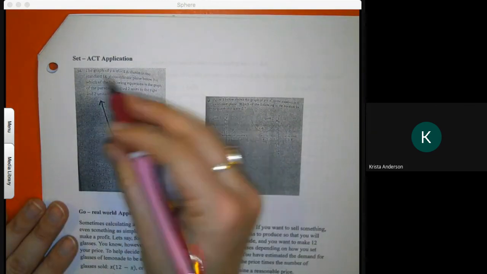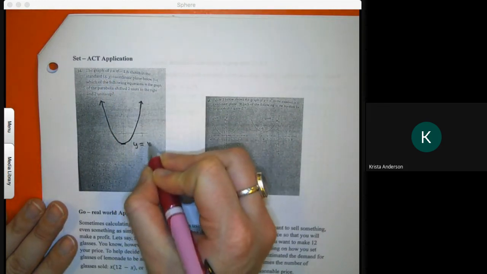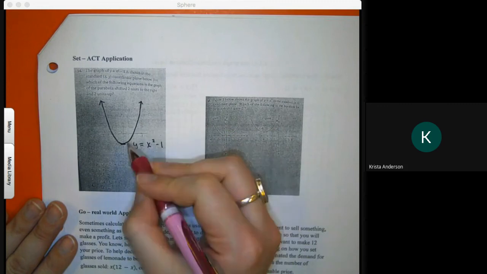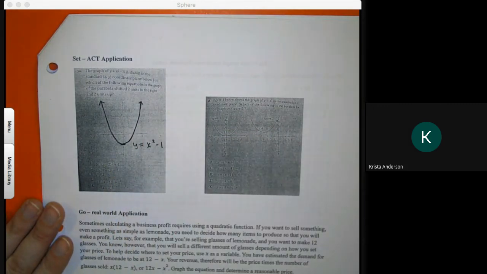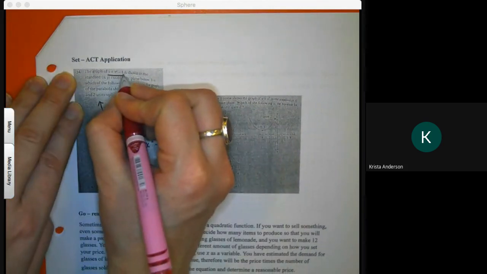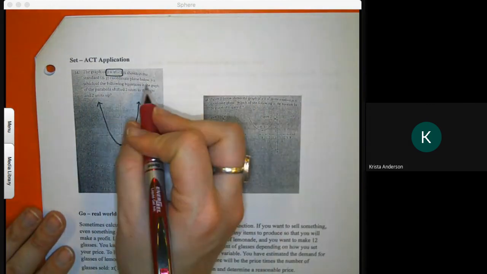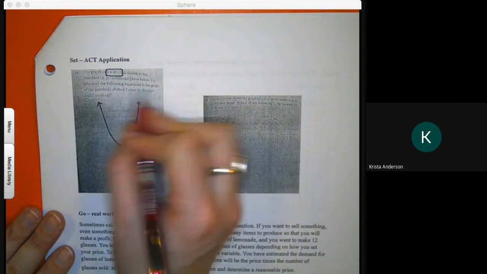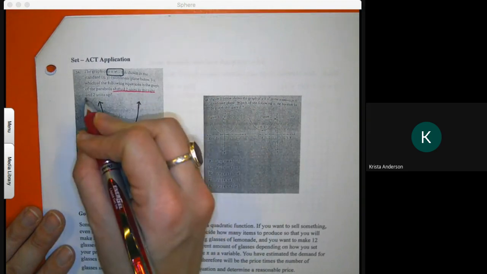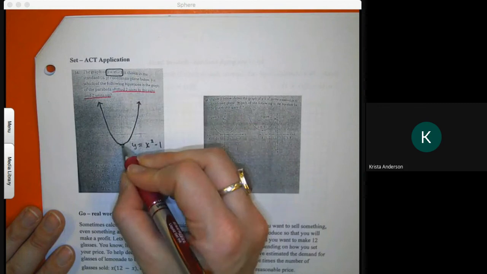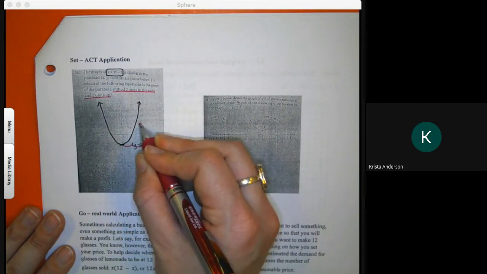All right, it tells you that the graph of y equals x squared minus 1 is given. Right here. Then it says, for which of the following equations is the graph of the parabola if it's shifted 2 units to the right and 2 units up? 2 units to the right, 2 up. It would be right here.